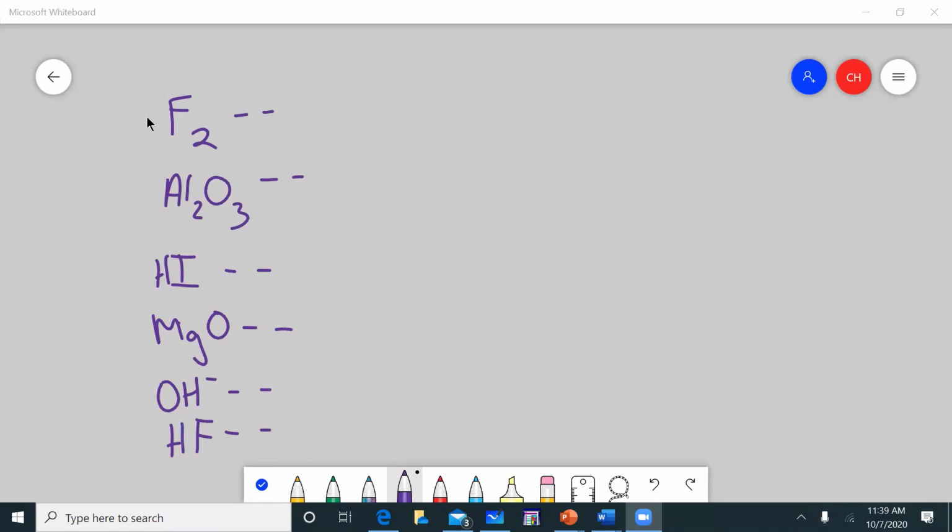Electronegativities will be in the PowerPoint. They should be in your textbook, or you can literally type into Google something like electronegativity sheet or chart, and you can pull one up that way.